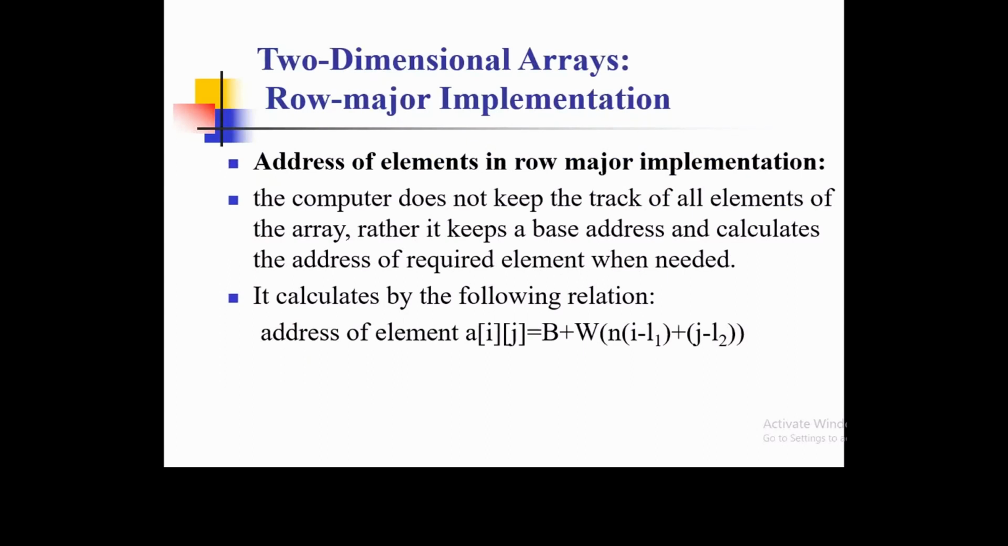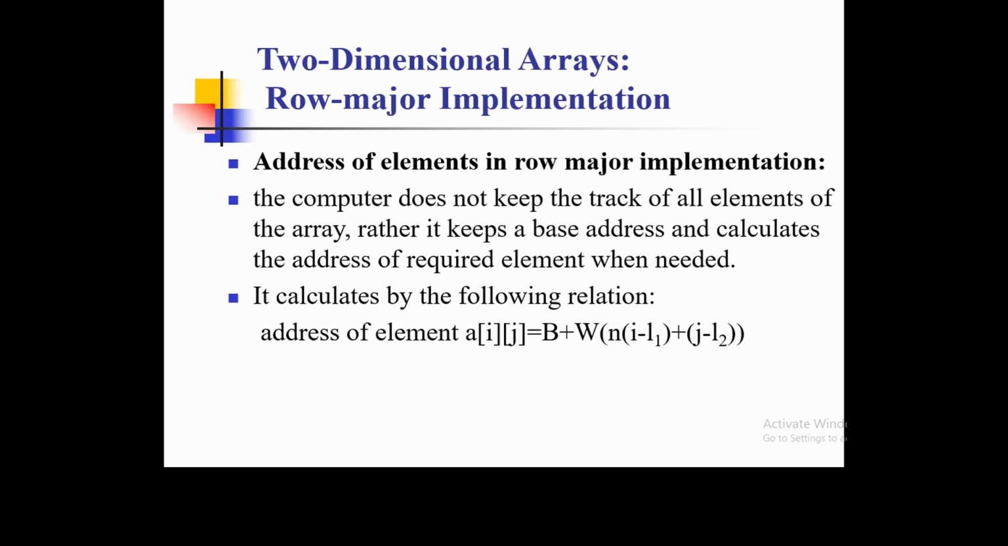Now, the address of the elements in row major implementation. Because arrays are stored in contiguous memory locations, there is no need to keep track of the address of each and every element. Let's suppose we have an array of 1000 by 1000. If we had to store the address of each and every element, that would be a very difficult task.